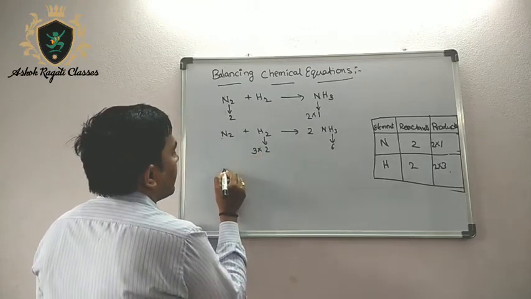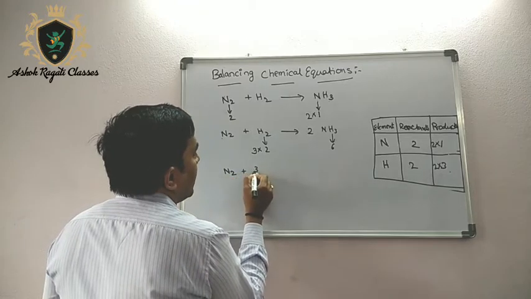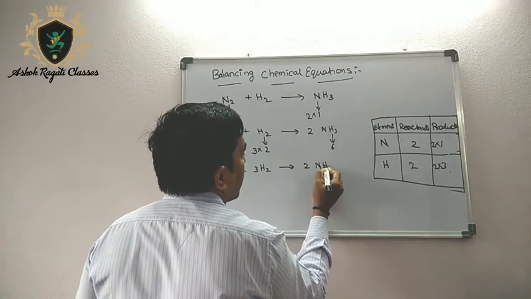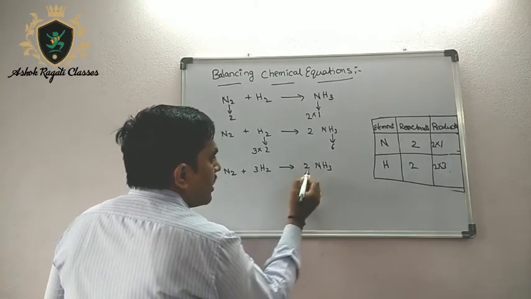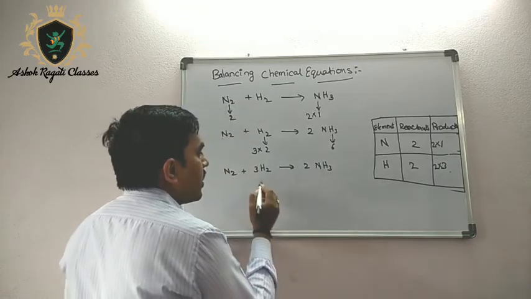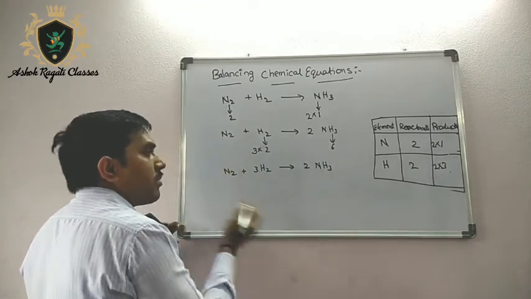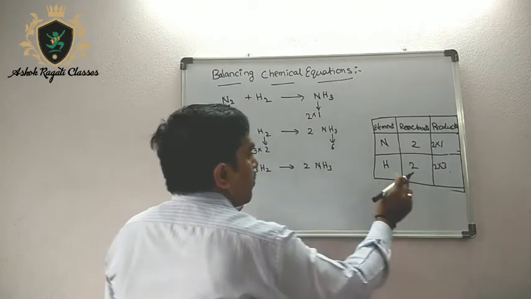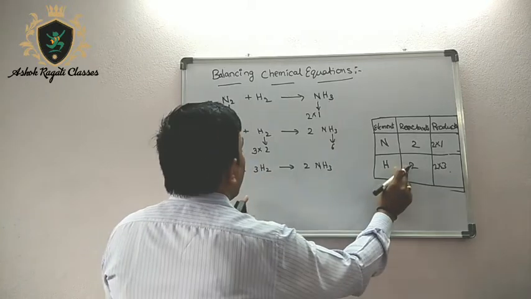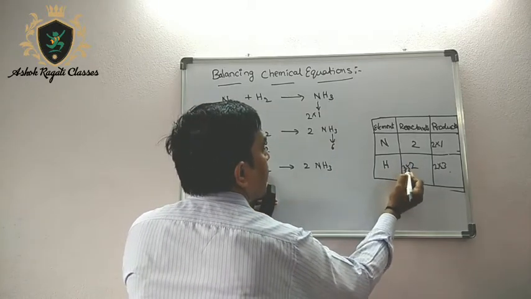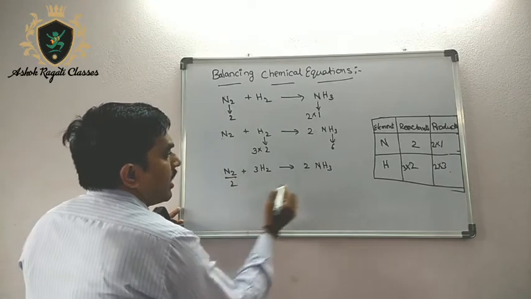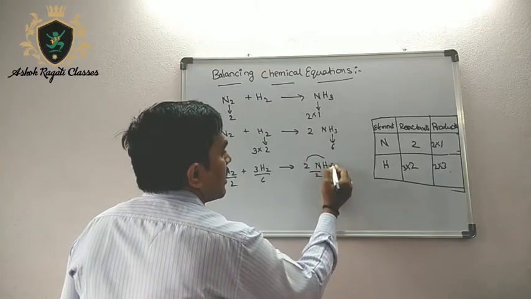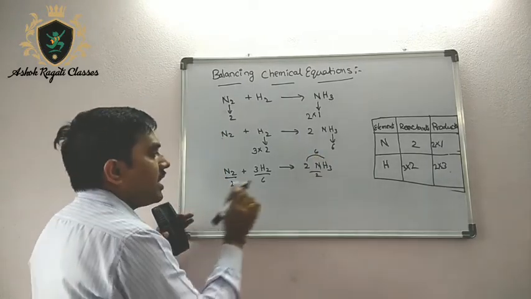So now rewrite the equation: N2 plus 3H2 gives rise to 2NH3. Now check it. 3 2s are 6, 2 3s are 6. This is balanced. Cross check one more time. Recheck whatever changes you made here, so you have to fill that table. You multiply 2 into 3, so that means 3. Now check it: 2 n's are there, 2 n's balanced. Here 6, here 6. The equation is balanced.